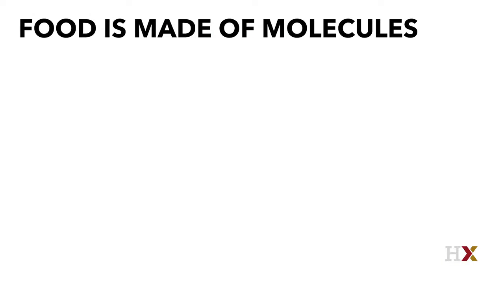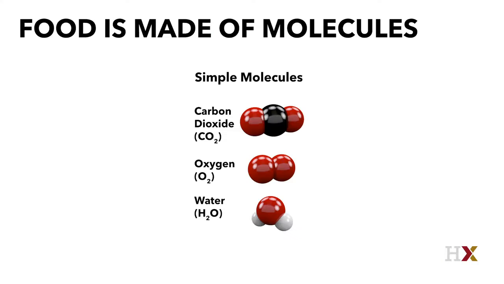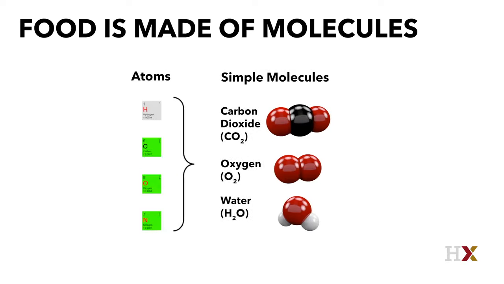Let's just start with the very basic fact, which is that all of us and all of our food is made of molecules. Now, there are simple molecules, like the molecules in the air around us. There's, for example, carbon dioxide, oxygen, and water. These are simple molecules. They, of course, are themselves composed of atoms. So carbon dioxide is composed of carbon and oxygen. Water is composed of hydrogen and oxygen, and so on.